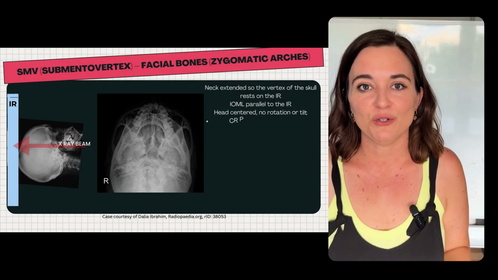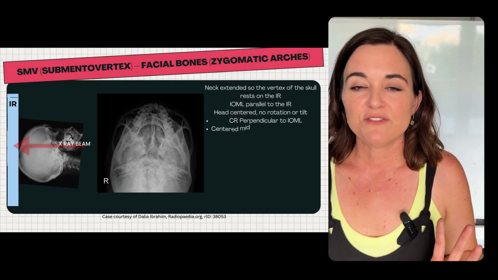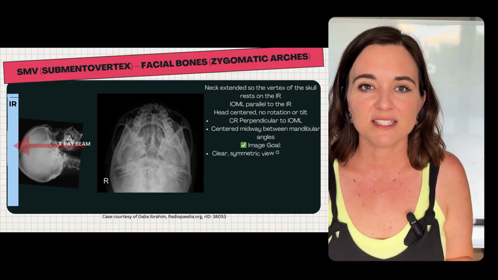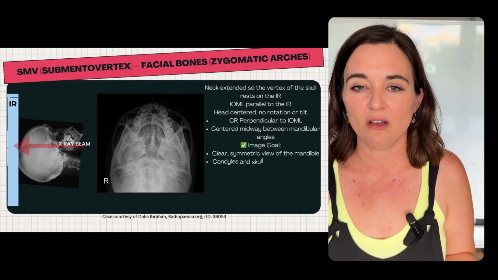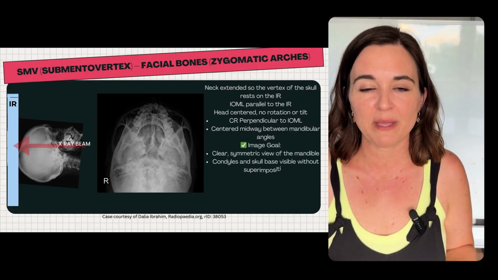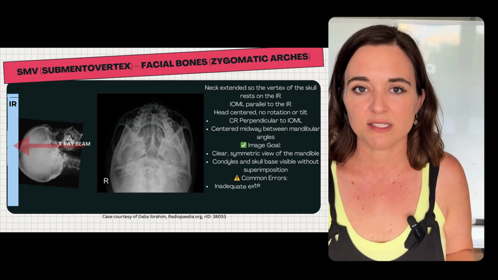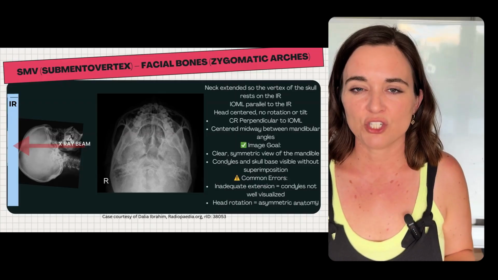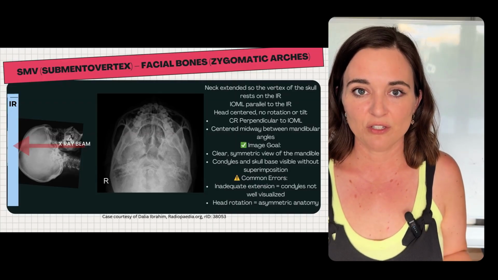Your SMV view, mandible. For this view, you want the neck extended, the IOML parallel to the IR, the CR perpendicular to the IOML. Our goal here is symmetric mandible and condyloid processes. Our mandibular condyles and base of skull relationships is the main goal for this view.